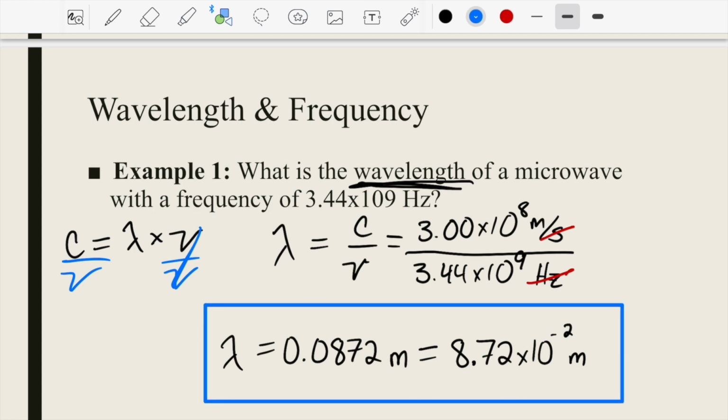Typically, you don't need to put anything in scientific notation unless we're greater than times 10 to the 3rd or times 10 to the -3rd power. I rounded this answer to 3 significant figures because our original frequency has 3 significant figures in it. Remember, anything that's a constant, like the speed of light in a vacuum, is considered to have infinite sig figs. So we would never base our sig figs off of a constant.